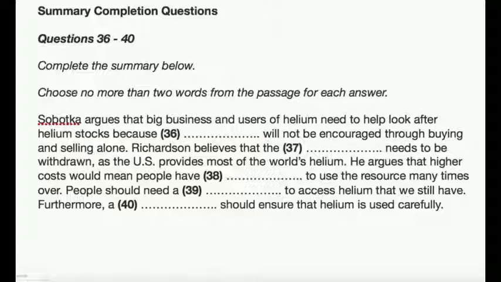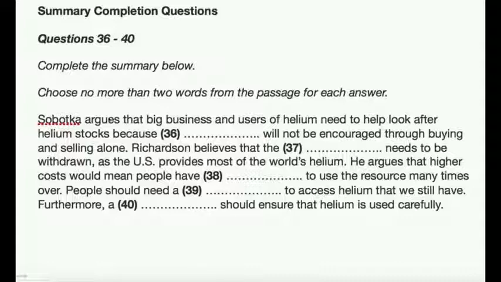So to do this, what you want to look for is keywords. These are words from the summary that will help you find out where the answers are in the text. The best things to look for are things like names of people, places, dates. They're the things that are easy to find when you scan through the text.